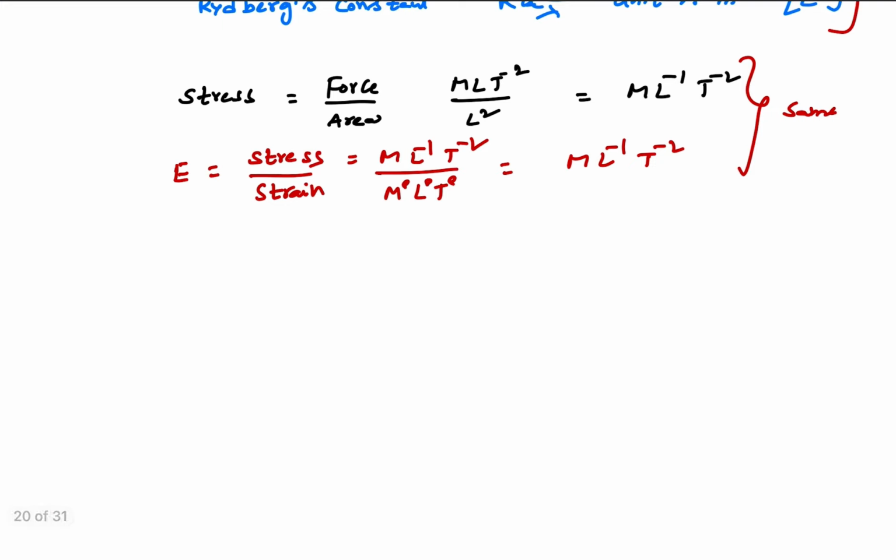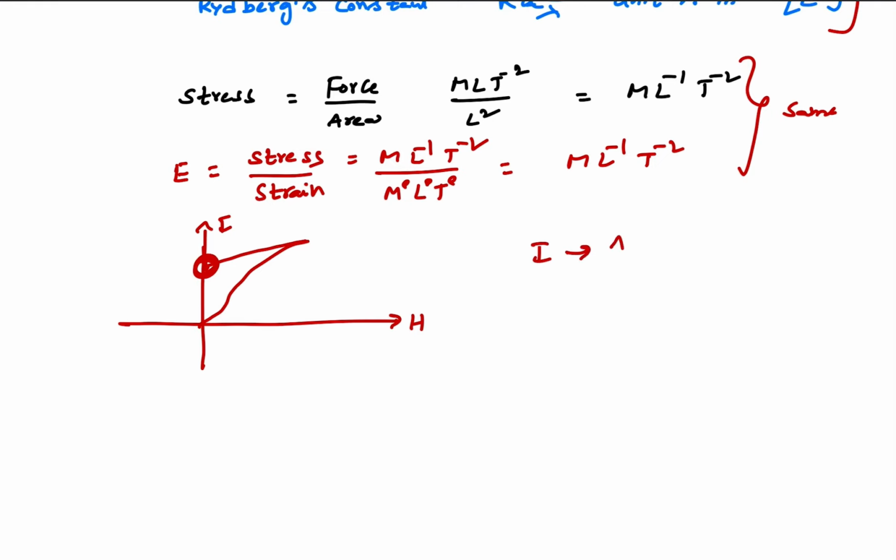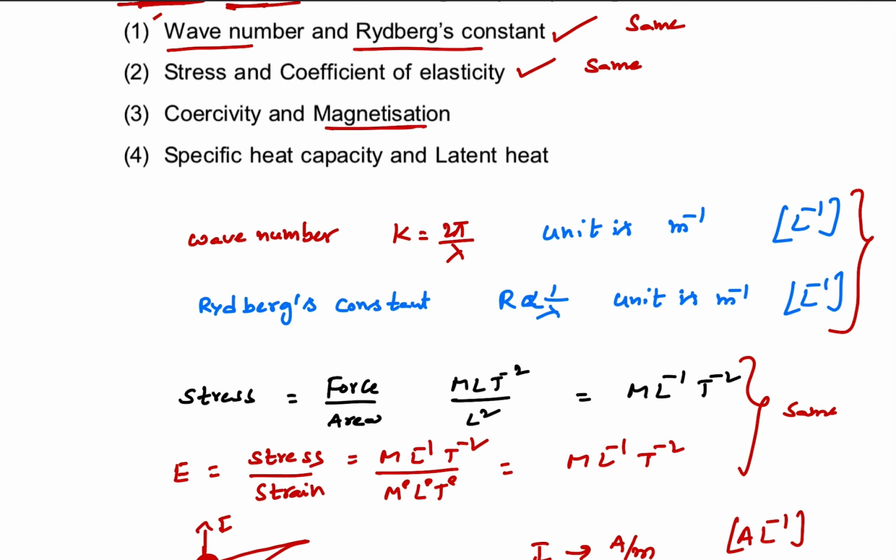Coercivity and magnetization. What is the meaning of coercivity and magnetization? Coercivity is nothing but, if you see the I and H graph, the graph goes like this and comes here. Wherever the H value is 0, I is non-zero. That is coercivity. Nothing but I only. I unit is ampere per meter. So you can write it as ampere into L power minus 1 is the dimension.